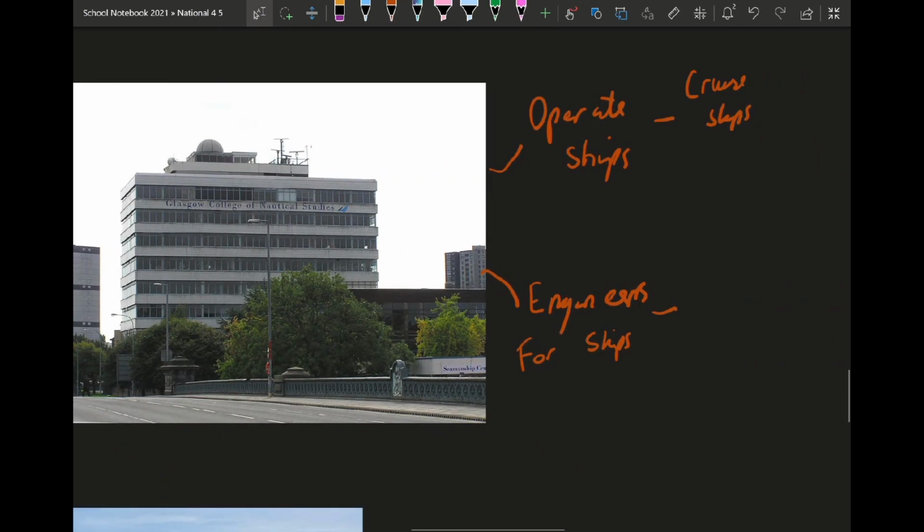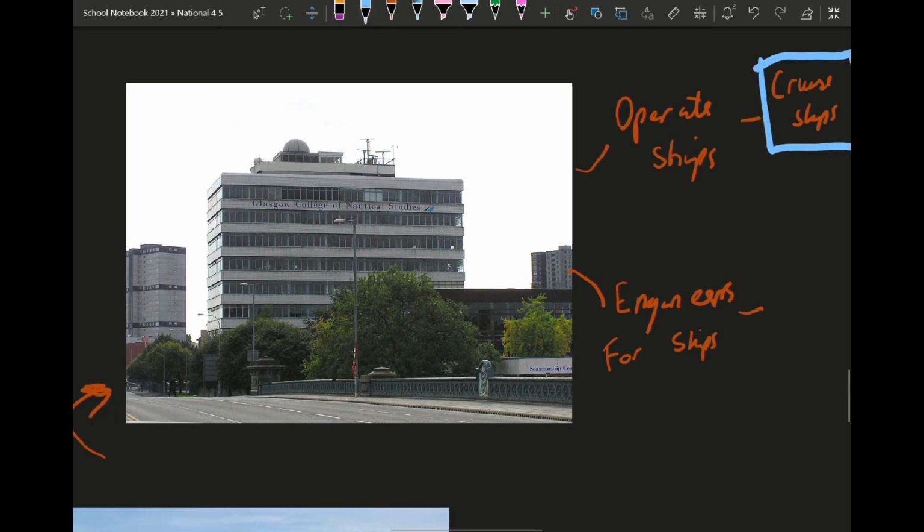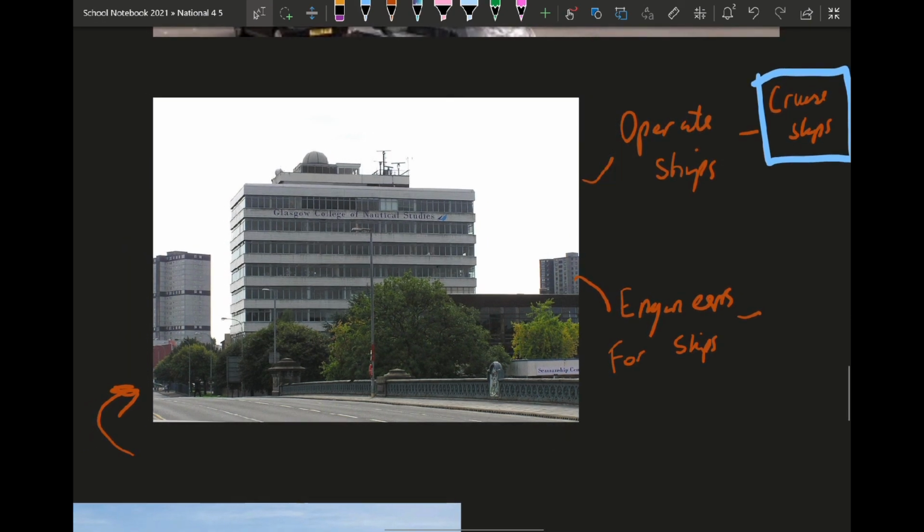Bizarrely, as a complete aside, I applied to do this, almost went and did it before I changed my mind. And you get paid a lot of money to be a cruise ship captain. I just didn't like being away for like 6 months at a time. That was an alternative.